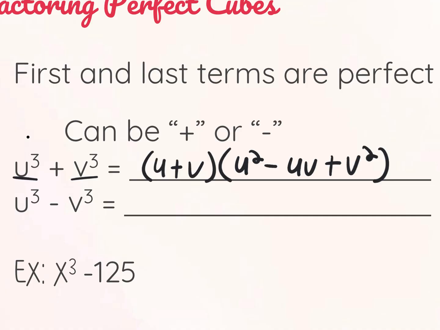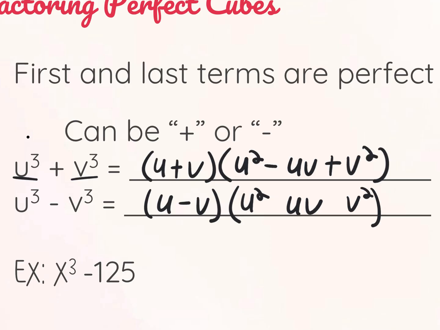All right, when it's minus, this is going to be u minus v, right? The cube roots of both of these. And then you're still going to end up with the same terms, the u squared, the uv, and the v squared. Just the first one is going to flip, and then the second sign is going to stay a positive.